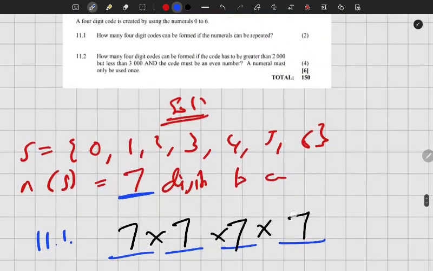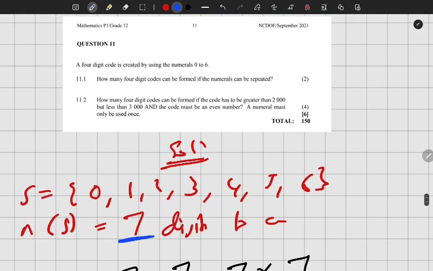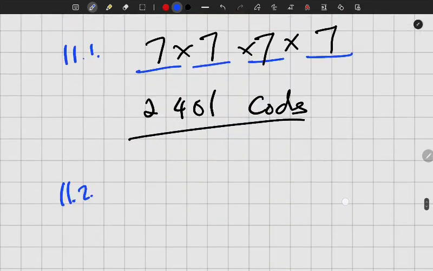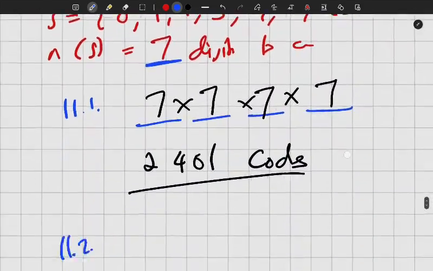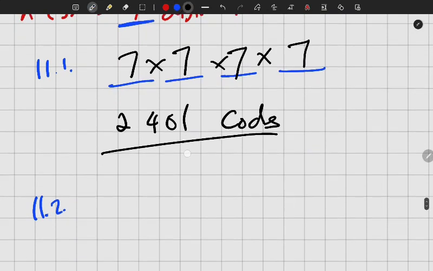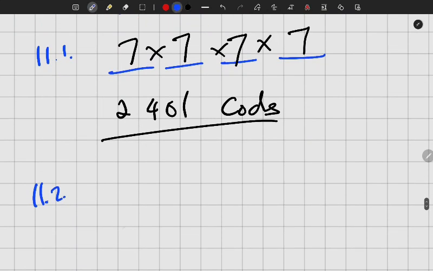11.2. How many 4-digit codes can be formed if the code has to be greater than 2000 but less than 3000, and the code must be an even number? All numerals must be used only once. So now there is no repetition here. You cannot reuse the digits. So let's put this down again with 4 slots.